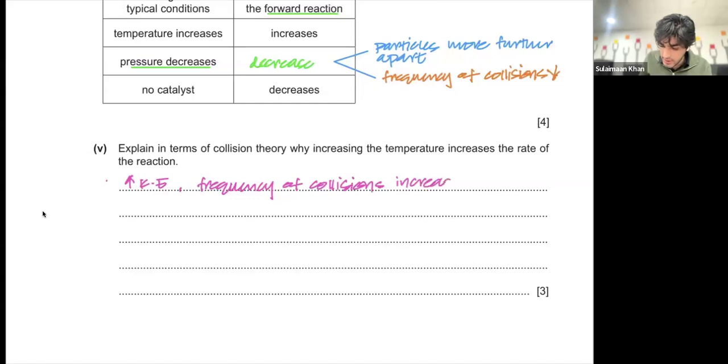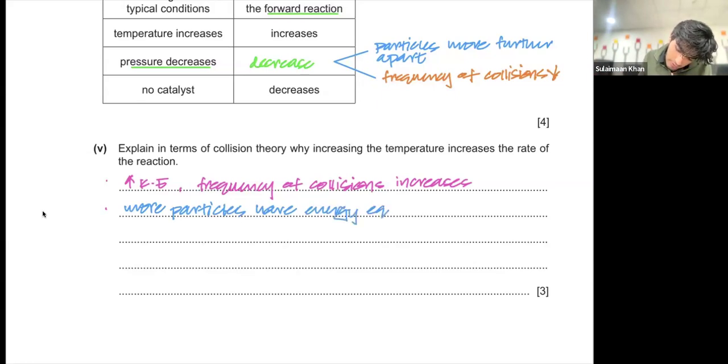Frequency of collisions increases. And what should happen to the total effect? What should happen when the frequency of collision increases? There's two things that happen. Remember, don't forget about the second impact. So frequency of collisions increases, and now more particles have energy equal to or greater than the EA, which would mean more successful collisions, right?